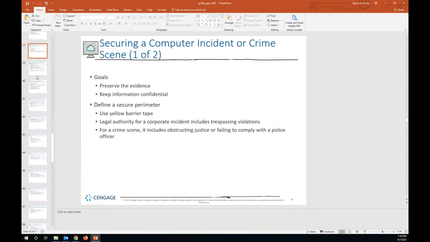So the goals for securing a computer incident or crime scene, our major goals are to preserve the evidence integrity and also keep the information about the incident or the crime confidential. So we want to make sure we define a security perimeter. We develop that, and that can be set up by using barrier tape. Some way we can use our legal authority for corporate incidents, including trespassing violations. We want to make sure that we keep those that don't need to be in the crime scene out of the crime scene.